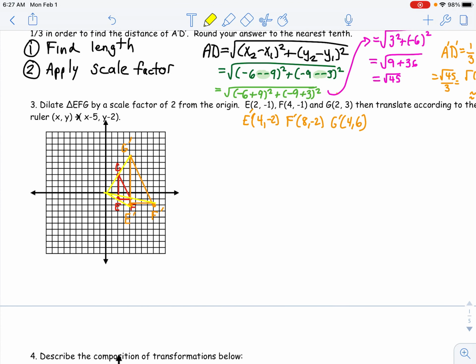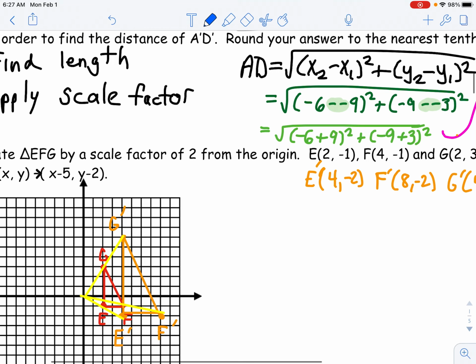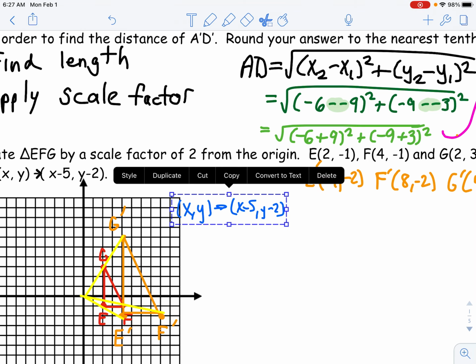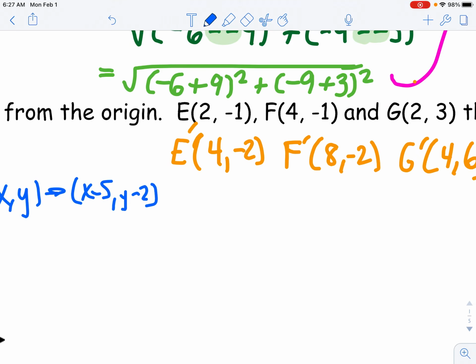All right, and then we gotta apply this rule right here. Again, we can technically do this stuff without even looking. X, Y arrow, X -5, Y -2. All right, I just rewrote the translation, the second transformation we're doing. So I'm really just subtracting 5 and subtracting 2 from every point. So like, since I'm doing that, I know E double prime, what's 4 minus 5?